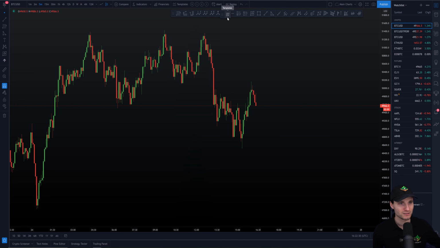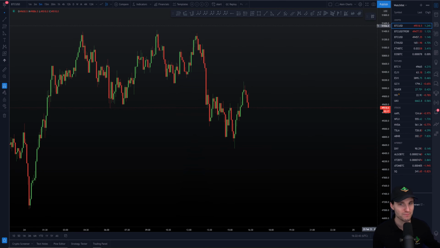What is this? Wow, this is a new thing on TradingView. They have updated this. I've never seen this before. That is really interesting. I've literally never seen this before. They must have added that in today. I've literally never seen that.